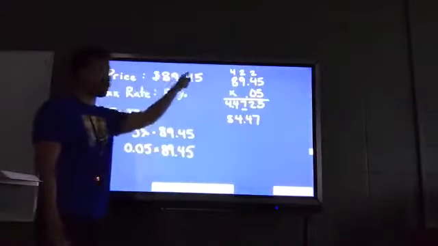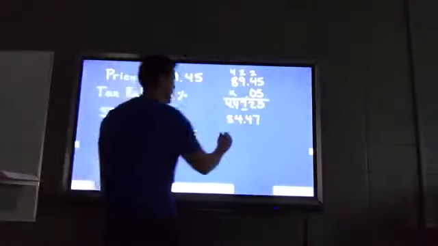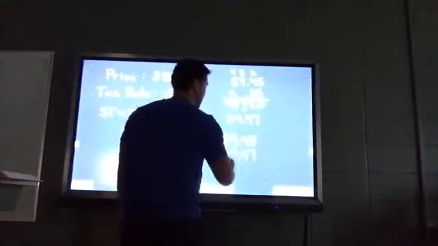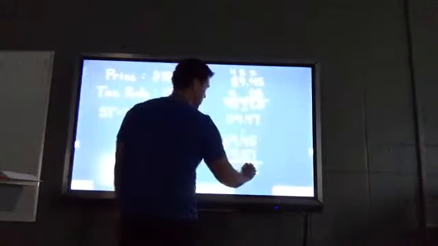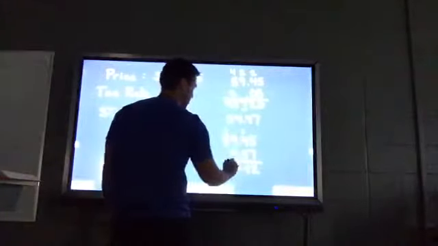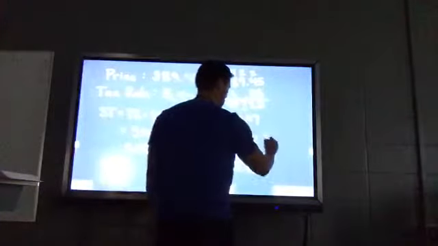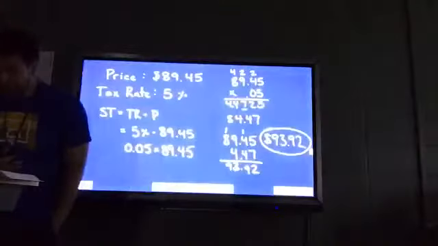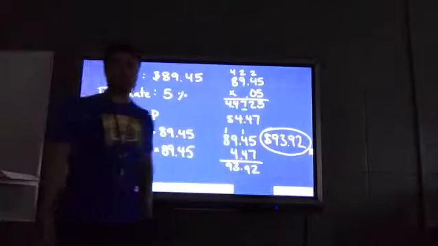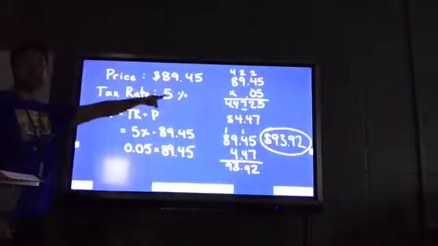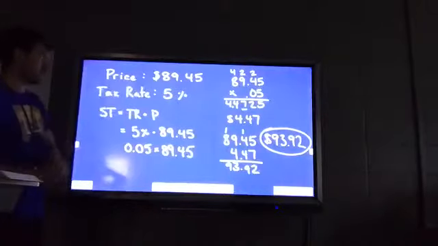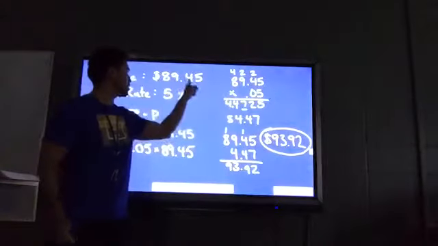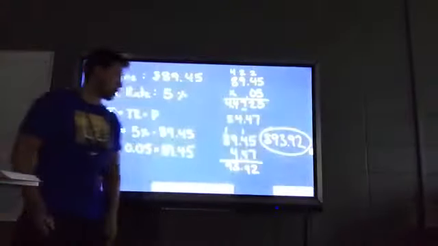So what do I do with that $89.45 and that $4.47? I add them together. So $89.45 and $4.47, and that'll get me the total cost of $93.92. That's the total cost of that item when you're paying a 5% tax on the original price of $89.45. So you're just going to add those two numbers together. The price and the tax gets you the total cost.